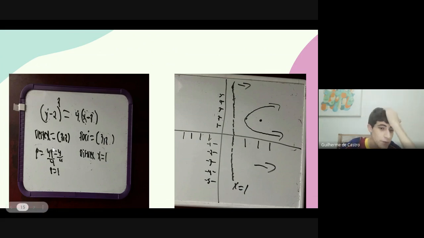So you have to solve for p. You know that 4p equals 4 in this case, right? Because this is where your 4p would be. So you solve for p, and your p would equal 1. And p is the distance from your vertex to your focus, right? So you're going to add and subtract your p.